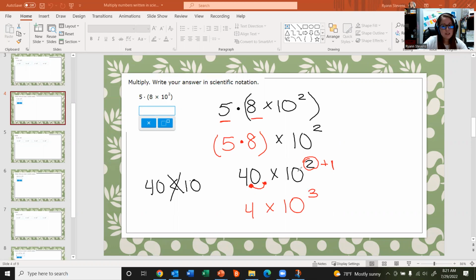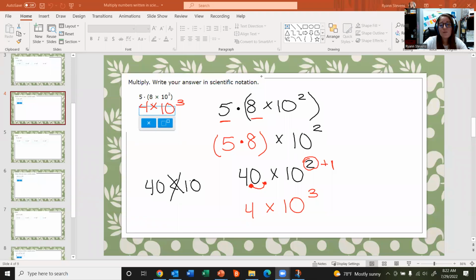Remember with scientific notation that this times 10 squared is actually telling you you would move the decimal over and you'd have a larger number because the exponent is positive. And so in this case, we would just be increasing the final answer. If we wrote this in standard form, we could move the decimal over an additional place, and that would be equal to this answer of 4 times 10 to the third. So our final answer is 4 times 10 to the third power.